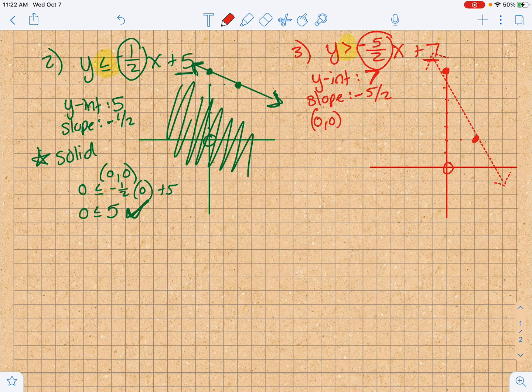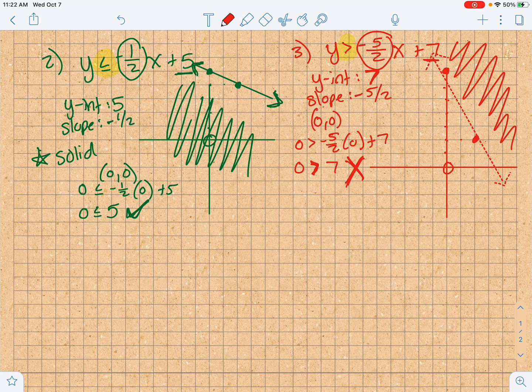All right, so you should have plugged in 0, 0. So 0 for y, and then 0 for x. And what happens? We get 0 is greater than 7. Is that true or false? That would be false. Since it's false, we shade on the opposite side of the line, so we shade above.